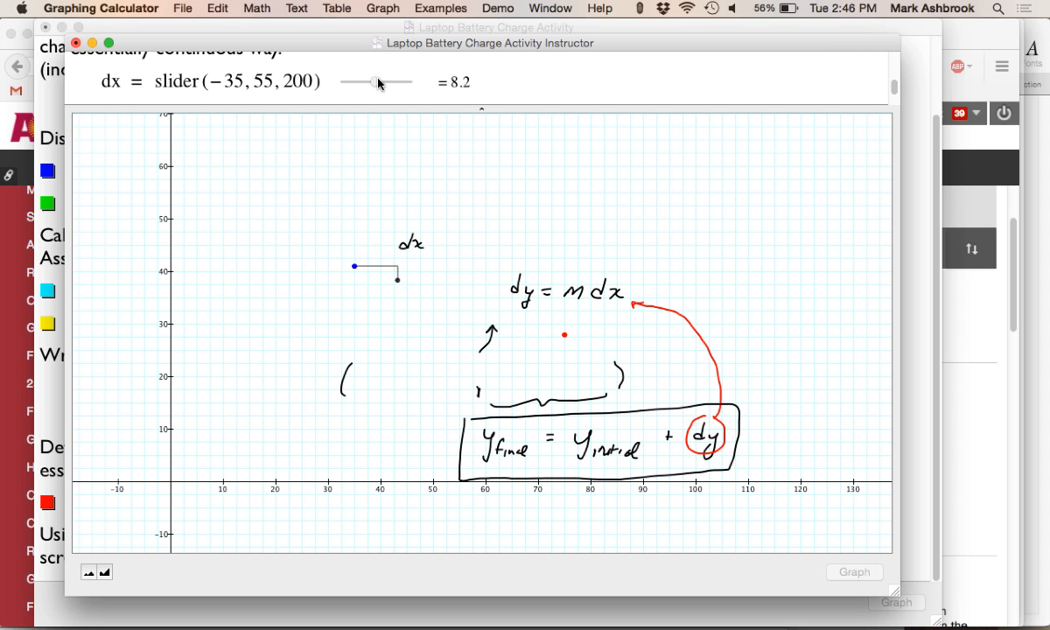So what is this demonstrating? It's demonstrating every coordinate pair of time since class started and percent of battery. So the initial point will be on there, the final point will be on there, and then all the points in between. And this is all in the video.